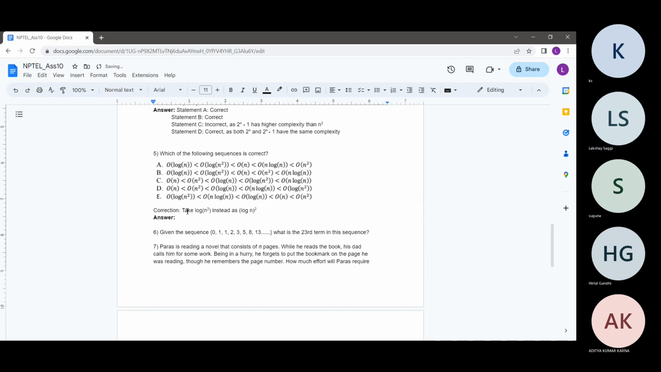Instead as log n whole squared. Yeah, I guess it makes sense. So then option.